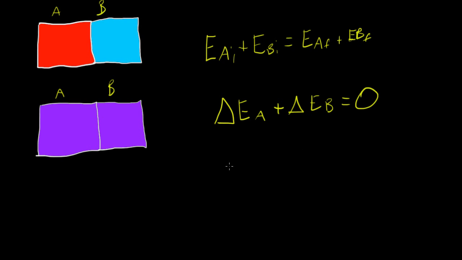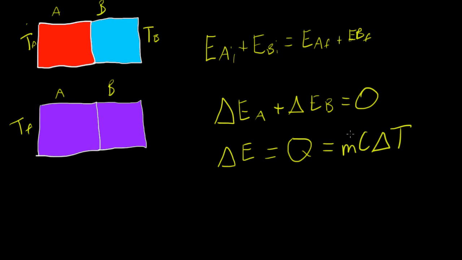So where am I going with this? Well, what if we knew the temperature of A and the temperature of B to start, and we wanted to know what the temperature of them both is to finish? I'm going to go through a few more ideas. We know that in this case, the change in energy equals the heat, which equals mc delta T, the mass times the specific heat times the change in temperature.